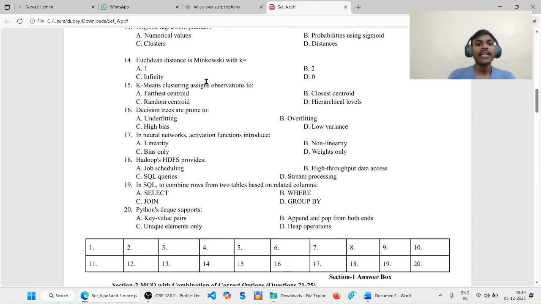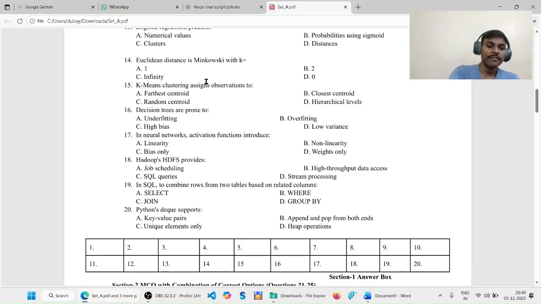Question 14. Euclidean distance is Minkowski with k equals 1, 2, infinity, or 0. The correct option is option B, 2. Setting k equal to 2 in Minkowski's formula gives the Euclidean distance, which is the straight line distance between any 2 points. It is one of the most commonly used distance metrics in machine learning.